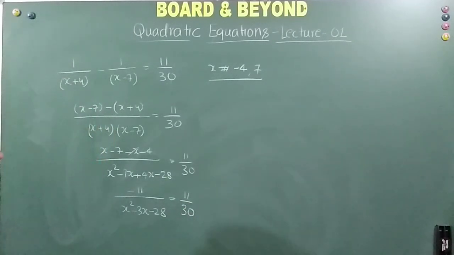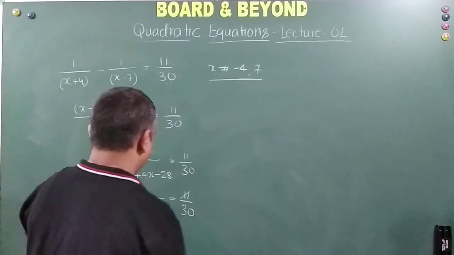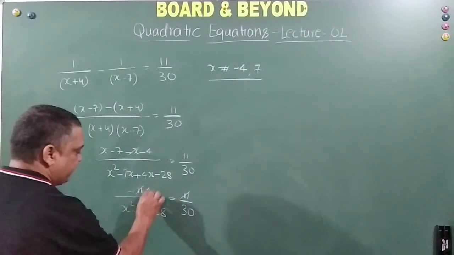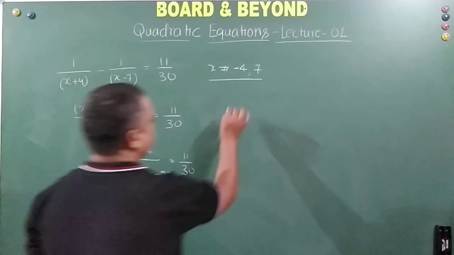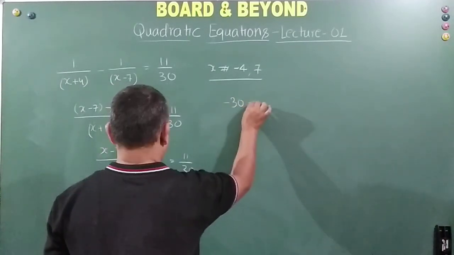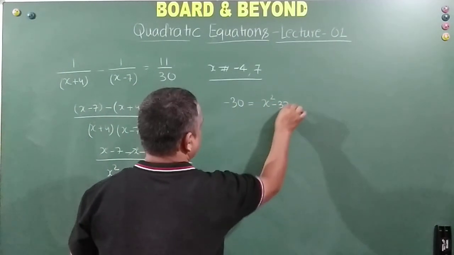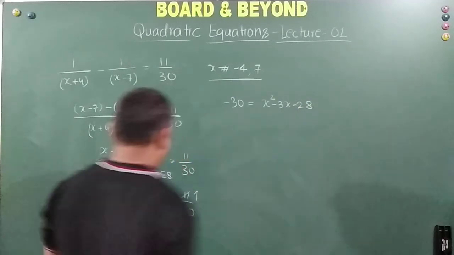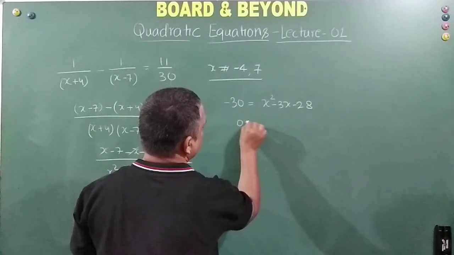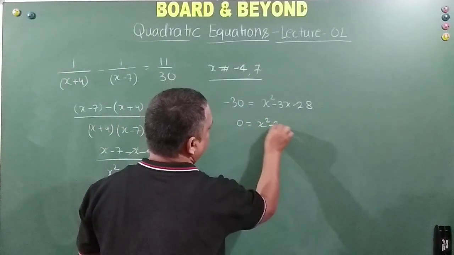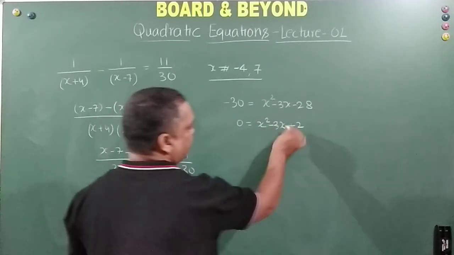Right, friends? So we can cancel 11 and 11 out here. This leaves me with 1 here, minus 1 and 1. Once we cross multiply, this becomes minus 30 is equal to x square minus 3x minus 28. This I have taken on the other side. So 0 is equal to x square minus 3x plus 2. Now we try to factorize this.